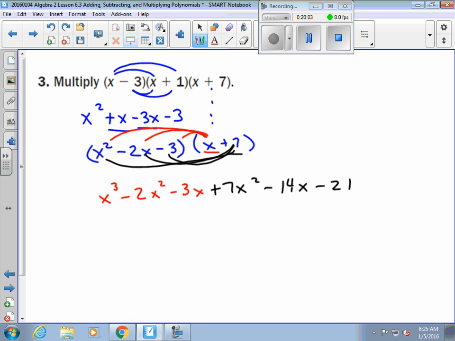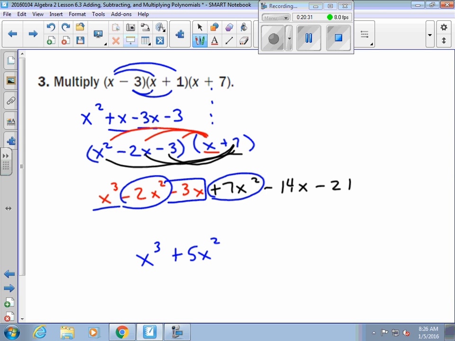One last thing you've got to do is combine your like terms. Biggest degree here is x to the third power. So that goes first. X to the third, there's only one. That'll be typical when you're doing these. There'll always be that first one, won't have another one to combine with. Then you have negative 2x squared and positive 7x squared. 7 minus 2, since they're opposite signs, is positive 5x squared.